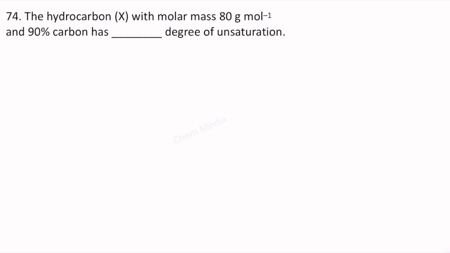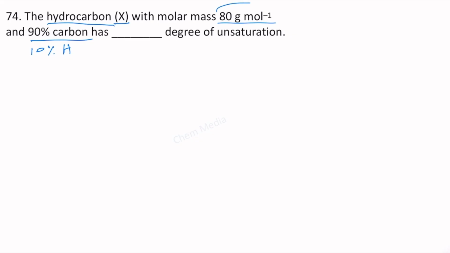Hello everyone, here's a question from basic calculations in chemistry. What is the degree of unsaturation for a hydrocarbon X with a molar mass 80 gram per mole that contains 90% carbon? It is mentioned as hydrocarbon. That means that the only other element that is possible is hydrogen. We have 90% carbon here. This means we should have 10% hydrogen.